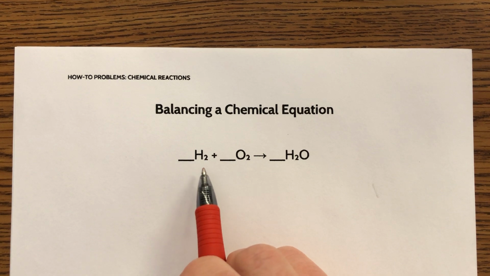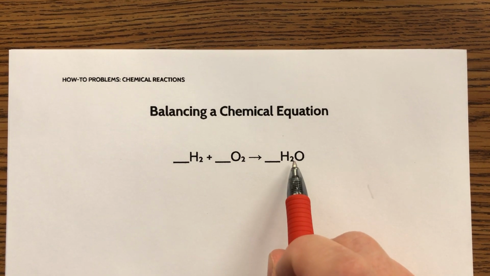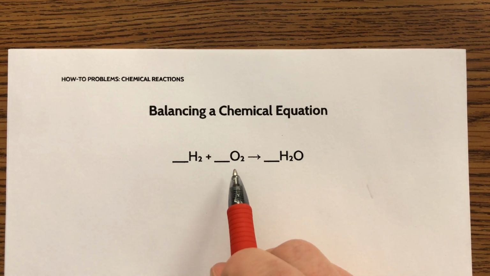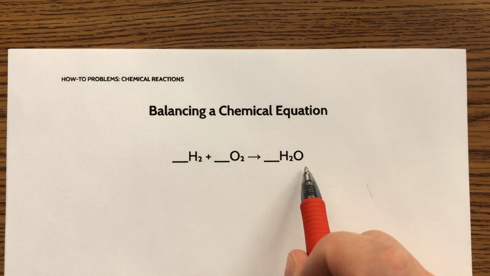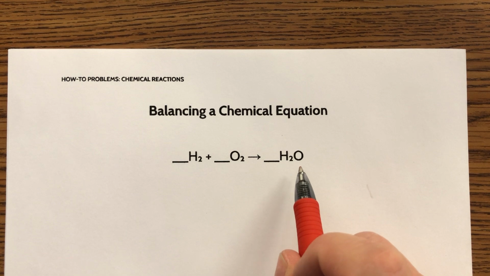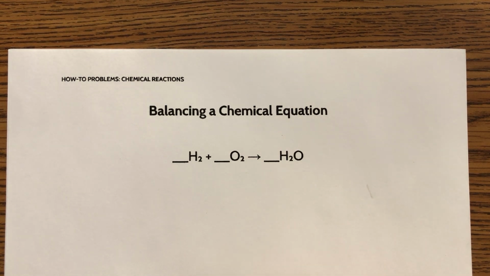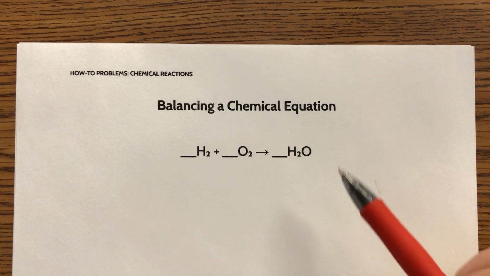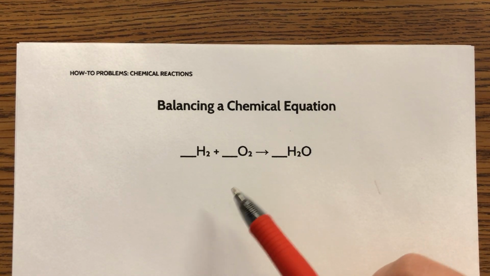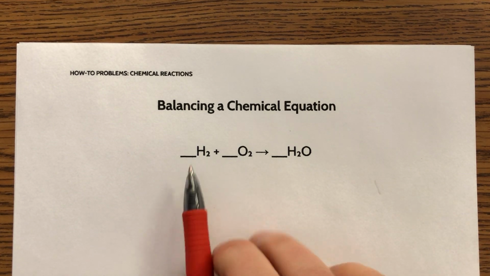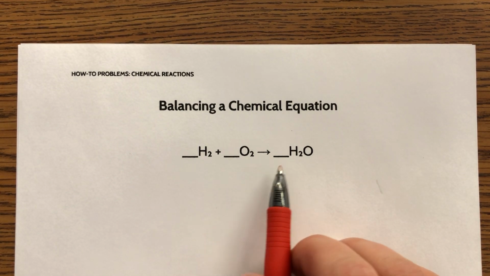So we have two hydrogens here and two hydrogens here. On this side we have two oxygens, and on this side we only have one oxygen. One oxygen is now missing from the equation the way it stands. Based on the law of conservation of mass, which we've talked about in class and in the previous videos, that can't happen. Atoms need to be shifted around, and we need to figure out how to balance it.